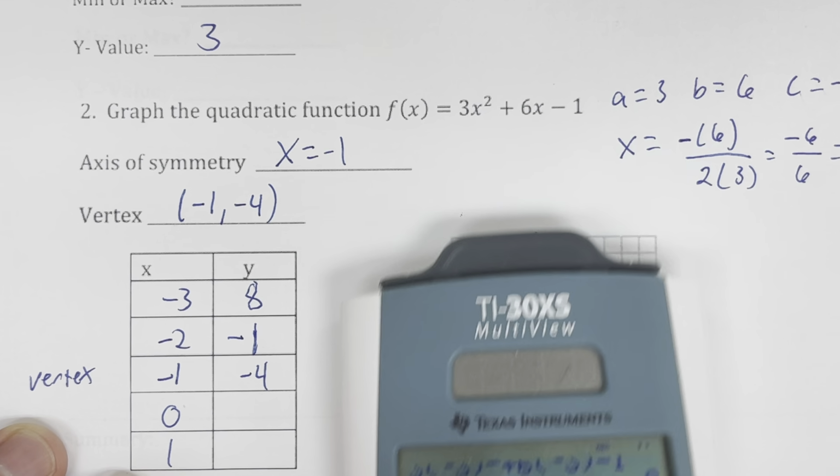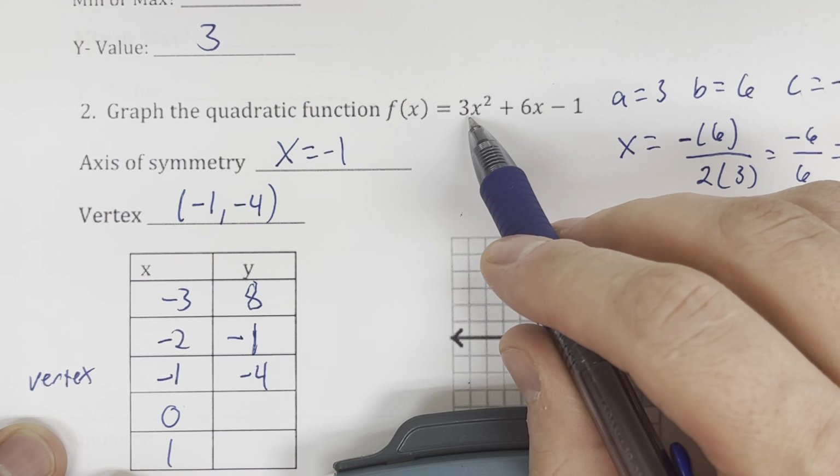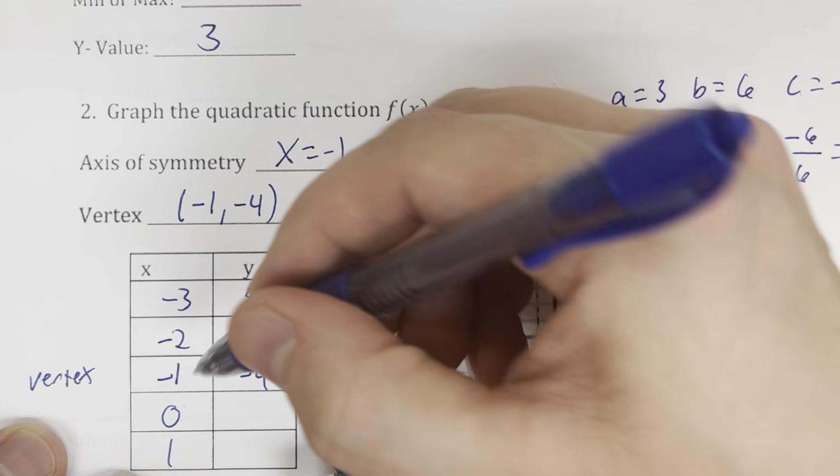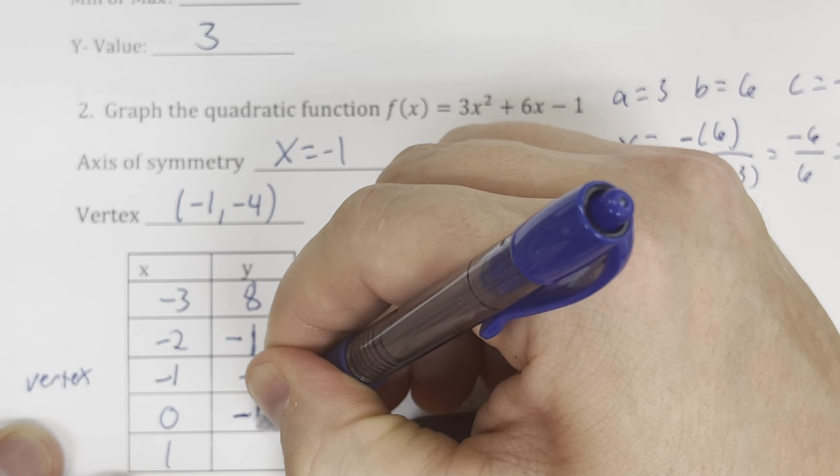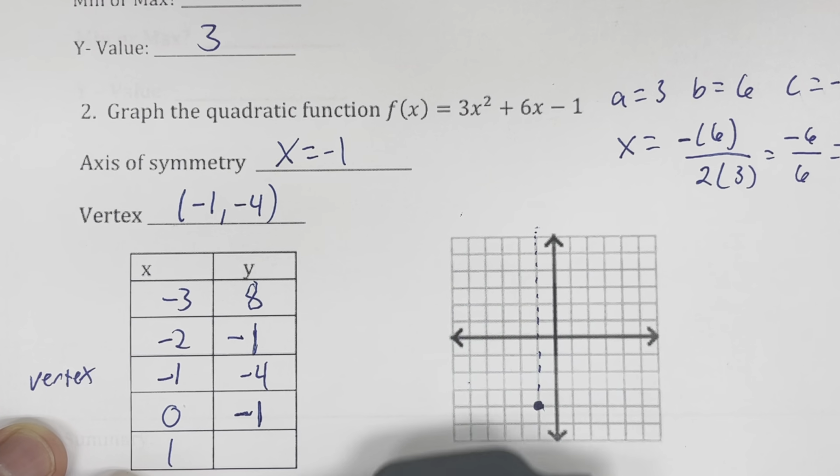Now we'll put in 0. When I put in 0, this is the easiest one. 0, 0, I should get -1. And when I put in 1, I should get 8. But we'll see how that looks as we graph.